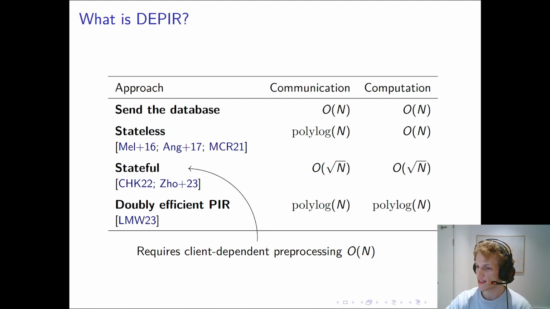But of course we've been interested in circumventing that impossibility result, and the most successful avenue to do this is this third row here of so-called stateful PIR schemes that has been pioneered by the CHK PIR, for example. Their main idea is to introduce a client-dependent preprocessing phase in which a client and a server interact to produce hints that are then locally stored at the client. The hints are much smaller than the database itself, usually of size square root N, and using these hints the client can then perform PIR queries much faster, for example with communication and computation cost square root N.